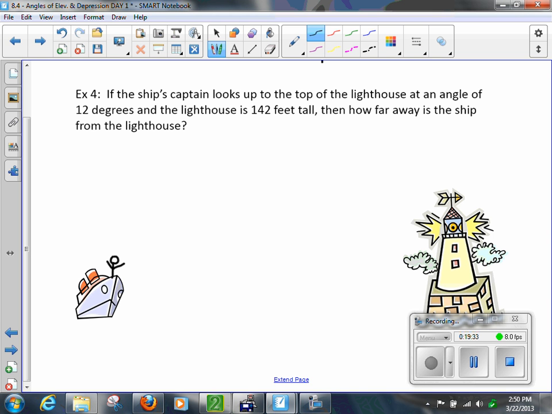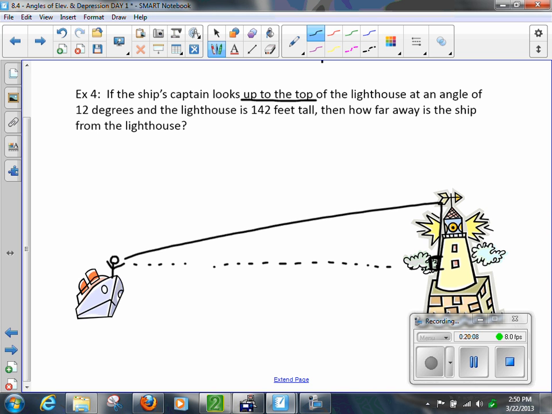Where's his line of sight? Right here. It's about the bottom window. That's his line of sight. But he is looking up to the top of the lighthouse. So, boom, there it is. What kind of triangle has been formed? A right triangle. There we go, because there's my right angle.